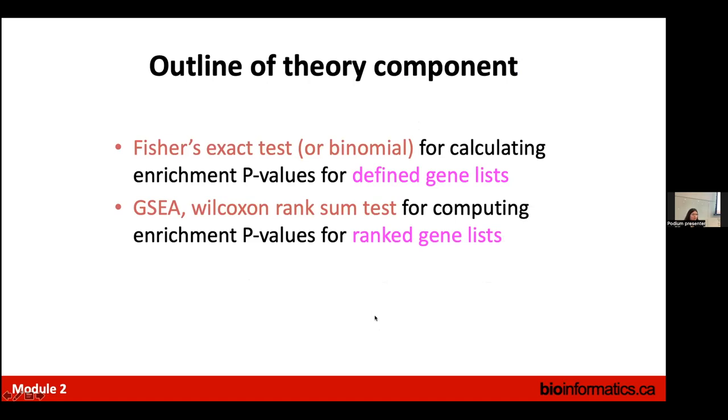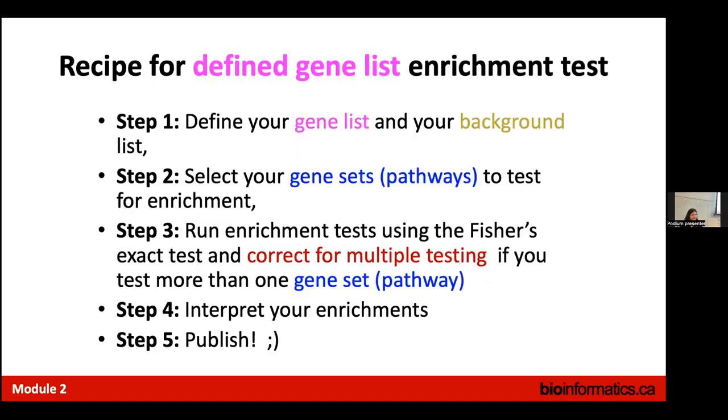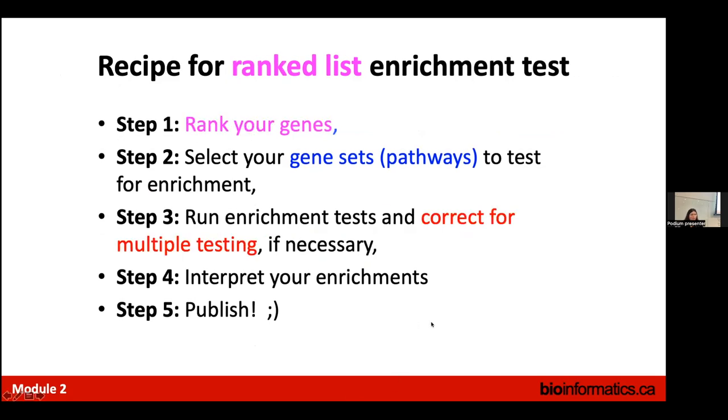So then, as a summary, we have seen the Fisher's exact test for calculating p-value for defined gene list and GSEA or Wilcoxon rank sum test for computing enrichment p-value for ranked gene list. So the recipe for defined gene list: first you define your gene list and your background, then you select the pathway that you want to test, and then you run your enrichment tests and you correct for multiple hypotheses. And for a ranked list, it's not very different except the first step where you create your ranked list.